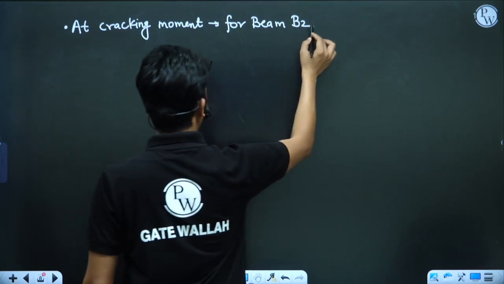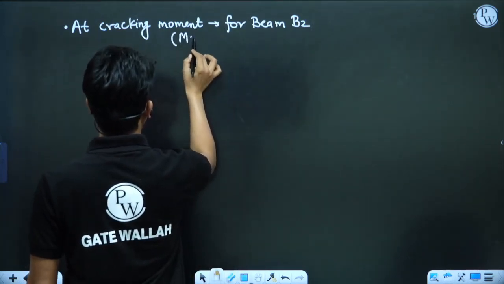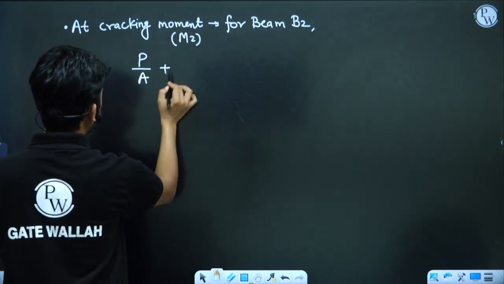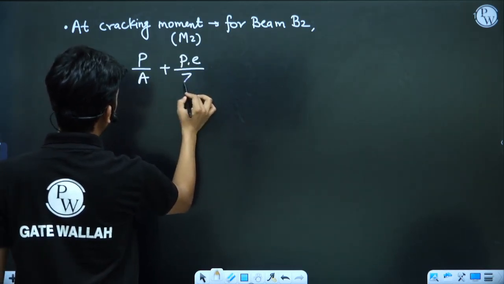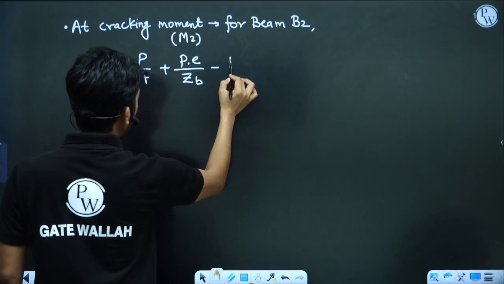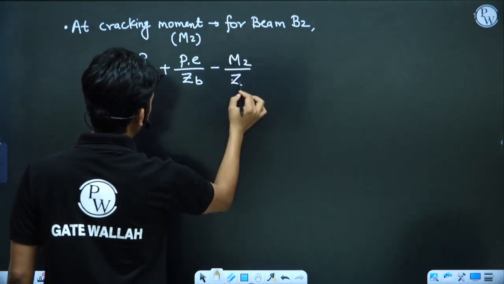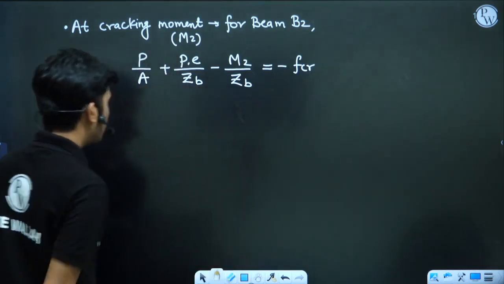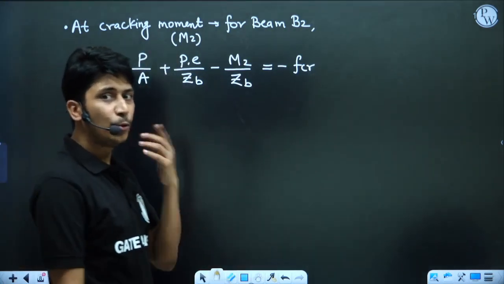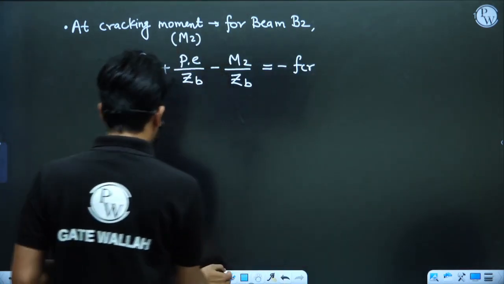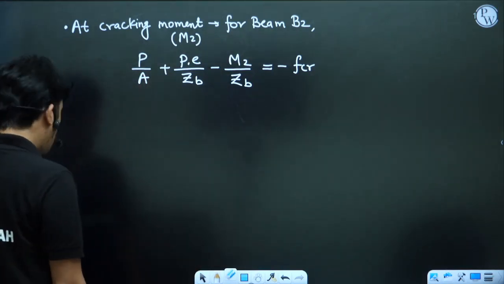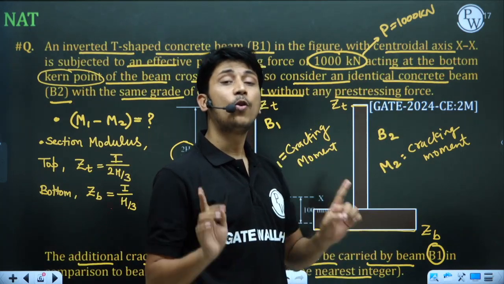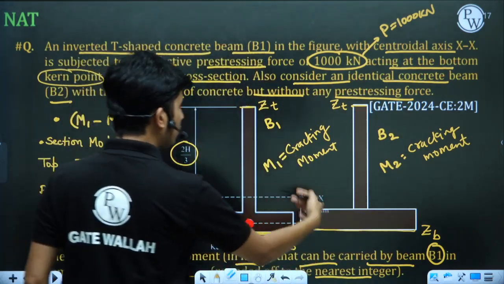In beam 2, whenever cracking moment M2 is applicable, the stress will be P by A plus P into e by Z bottom minus M2 by Z bottom, and that will be equal to minus fcr. Now there is no pre-stressing in beam 2, so there will be no P force. P will be 0 because there is no pre-stressing in beam 2.